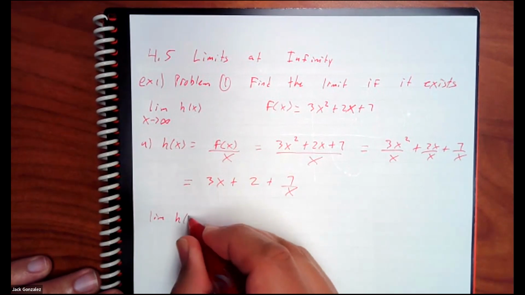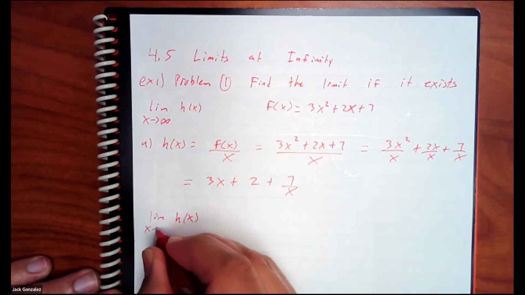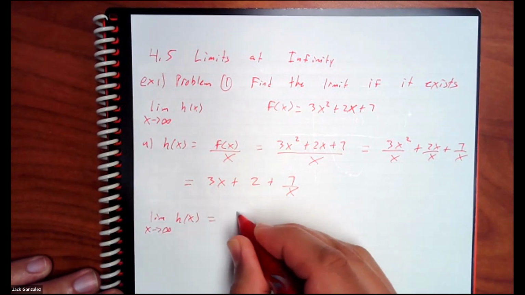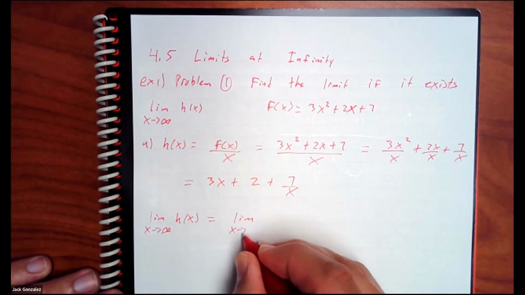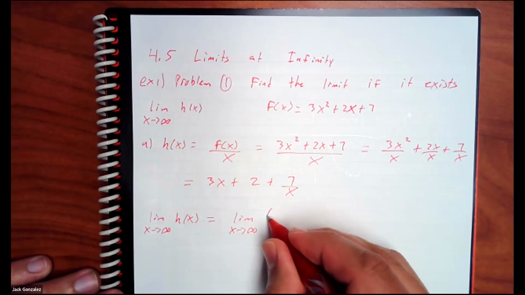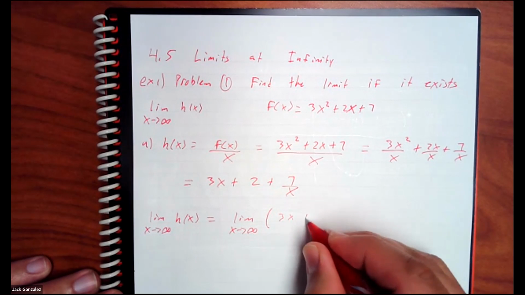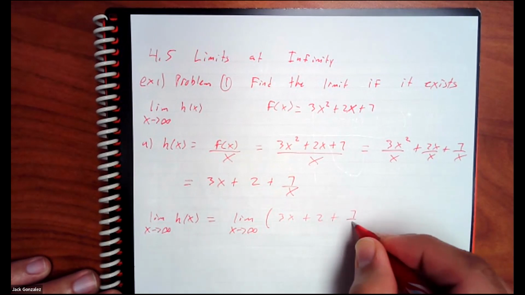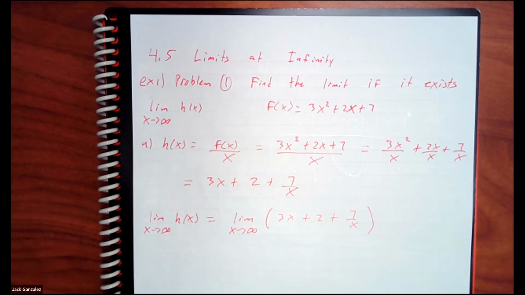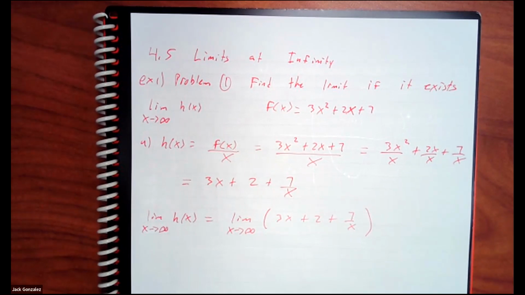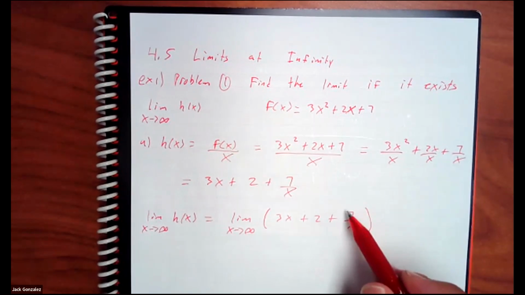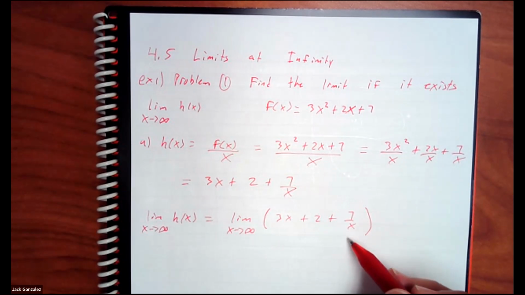The limit of h as x approaches infinity would be equal to the limit of 3x plus 2 plus 7 over x. So treat each one separately. What is this limit going to do? As x gets infinitely large, what happens to this term? Do you remember?